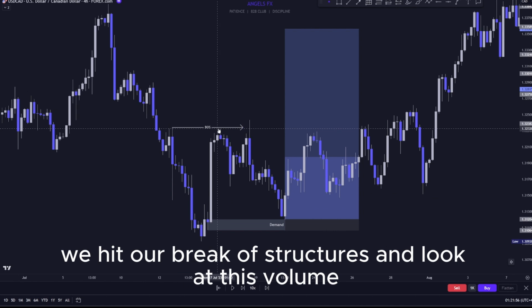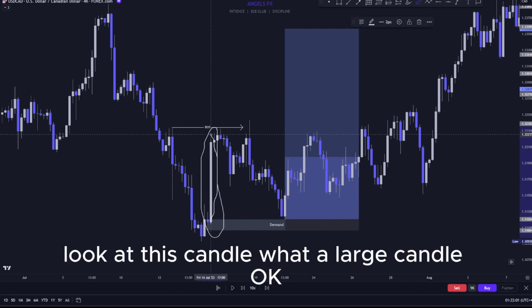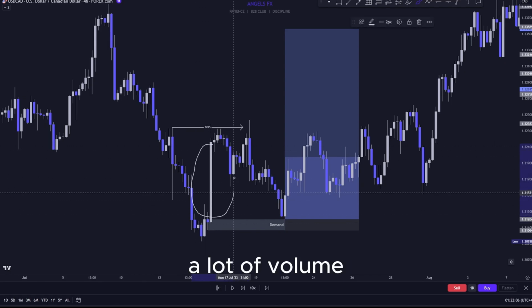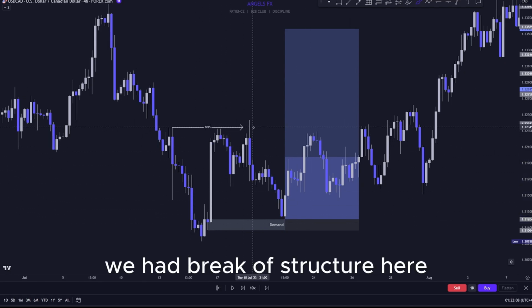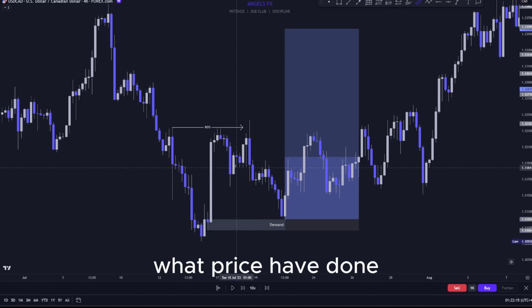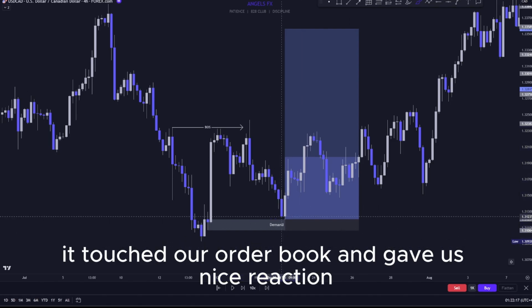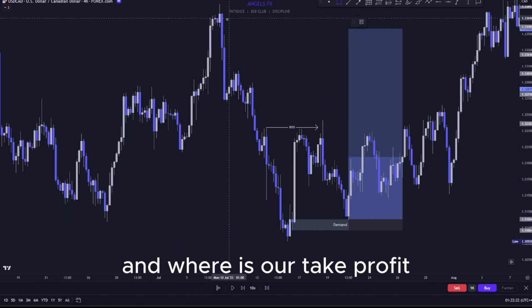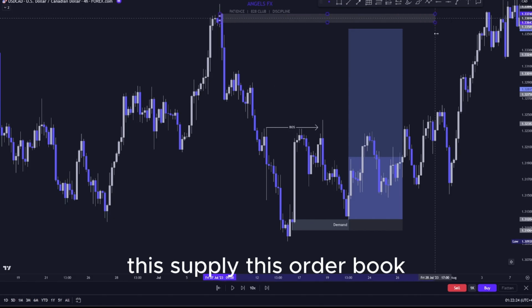We had our breakout structures and look at this volume. Look at this candle. What a large candle. This is big money. A lot of volume. We had a breakout structure here. And look, this is our demand zone order block. What has price done? It touched our order block and gave us a nice reaction. And where is our take profit? This supply, this order block.